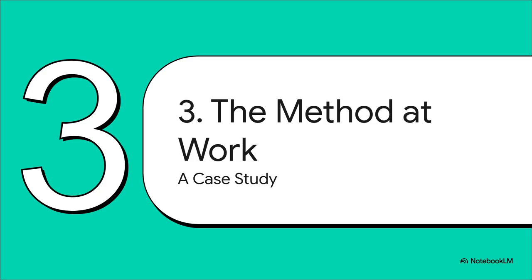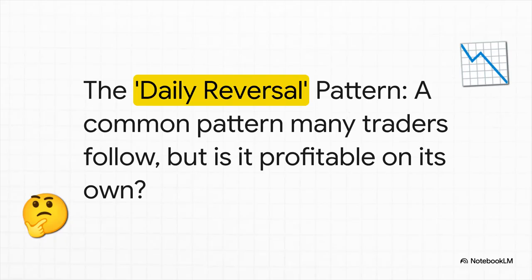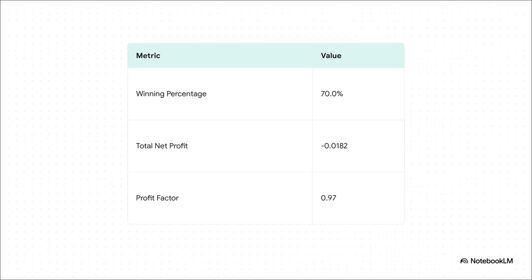Let's dive into a case study right from the book that shows how adding just one of these steps, the trigger, can completely flip the outcome of a trade. All right, so the setup we're going to look at is called the daily reversal. It's a pretty common pattern that a lot of traders know and follow. It's basically when the market dips below the previous day's low, but then rallies back to close above the previous day's close. I mean, on the surface, that looks like a super powerful buy signal, right? But is it really?